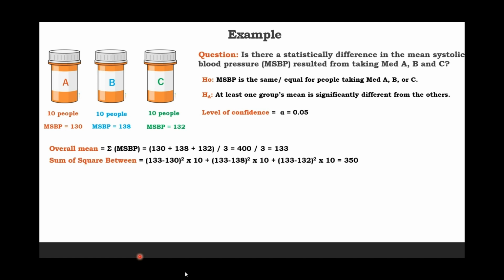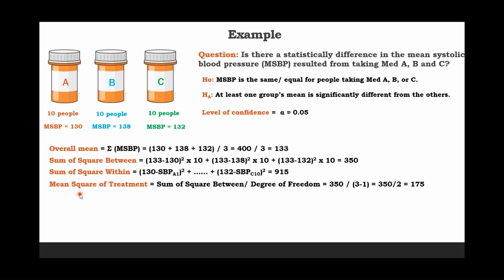Next step, I calculate the sum of squares between. I take the overall mean minus the group A mean, squared, and multiply by 10. I do the same thing with group B and group C, and I got 350. Next, I calculate the sum of squares within. I take group A's mean minus the systolic blood pressure A1, which is person 1 in group A, and then square it. Then I do the same thing for the remaining 29 people, and then I add all of them together. So I get 915, let's say.